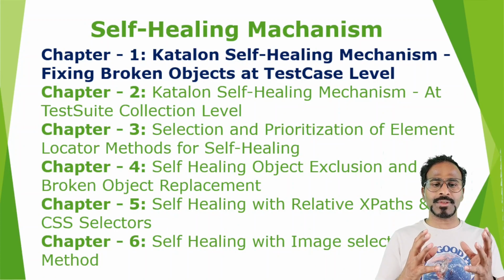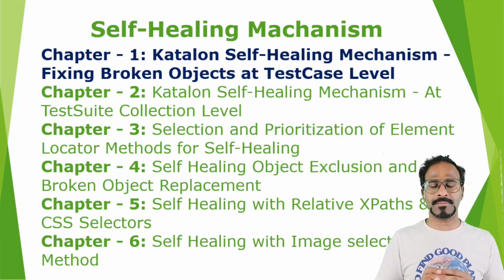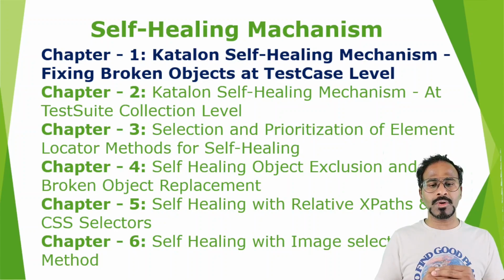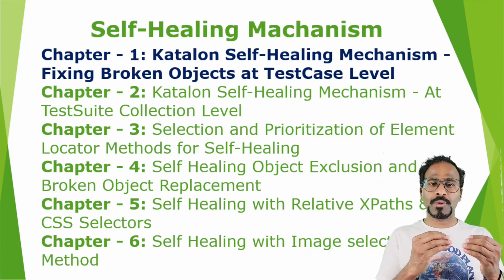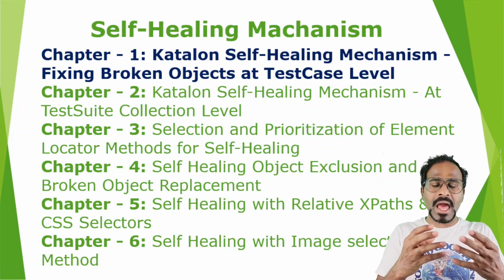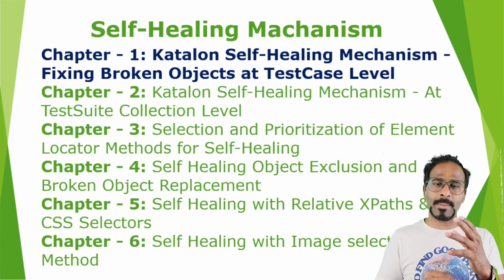Okay, so if you see on the screen, as I told you, I'm going to cover the self-healing mechanism in 6 different chapters. The first, chapter 1, is where I'm going to talk about the Katalon self-healing mechanism and fixing broken objects at test case level. And then chapter 2, Katalon self-healing mechanism at test suite collection level. And chapter 3, selection and prioritization of element locator methods for self-healing. So basically, to perform self-healing, how can you select the element locator methods and how can you prioritize them? That's what I'm going to cover in chapter 3.